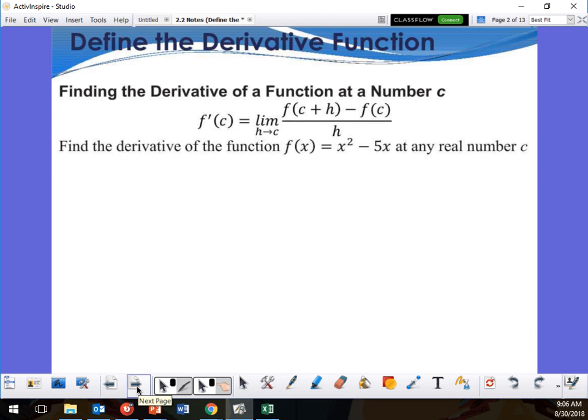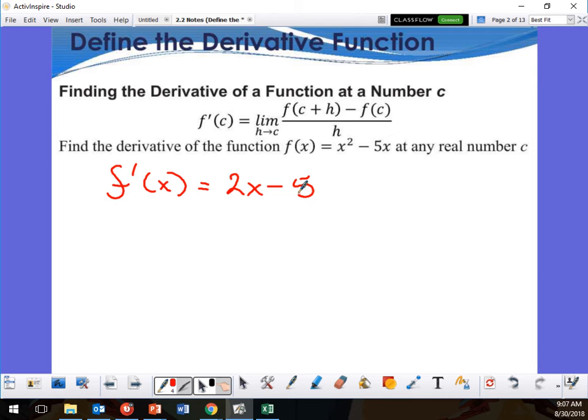All right, right here, finding the derivative function at number c, f prime. This is using the limit process. But you guys have already done this and you've already gone way beyond this. So if I find the derivative of this function at any number right here, what would I just do? Just do the power rule, right? So let's do that right now. So you guys already know this. So f prime of x is 2x, right? Minus 5.